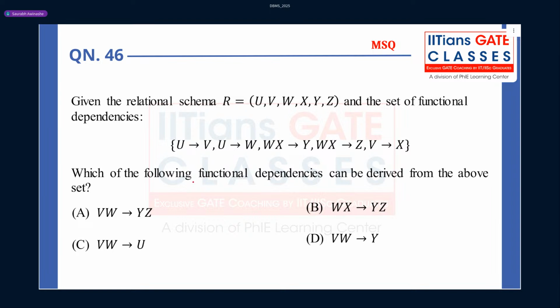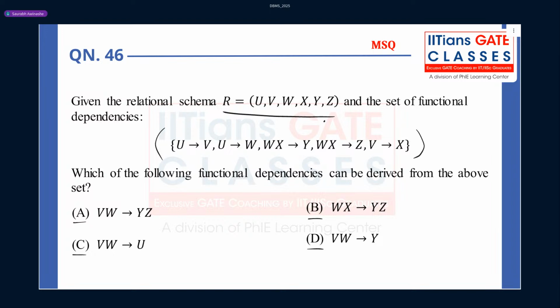Okay. So the next question was based on functional dependencies, and this one is a multiple select question. The question is that we are given this relation, and this is the functional dependency set that we are given. Based on this, they want to find out which of the options hold true, based on the functional dependency set that we are given.